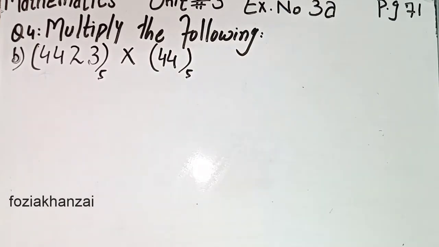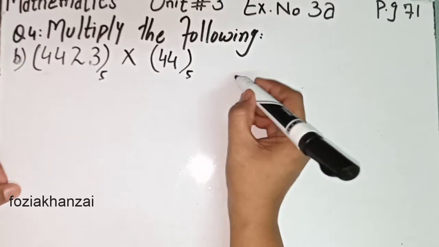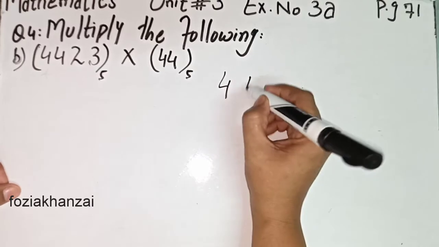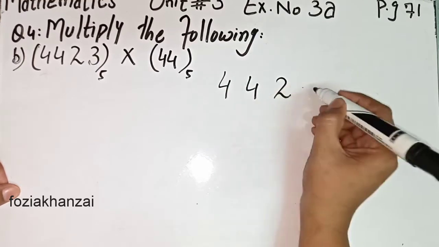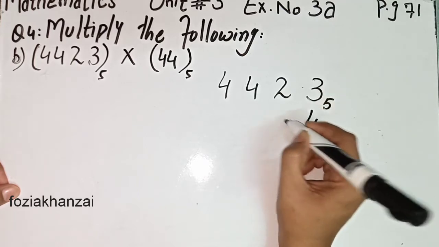Part 4423 base 5 multiplied by 44 base 5. In base 5 system we use 0 till 4, not 5 or greater than 5. If we have 5 or greater than 5, we convert into base 5 system. Now we multiply 4, 4, 2, 3 base 5 multiplied by 44.